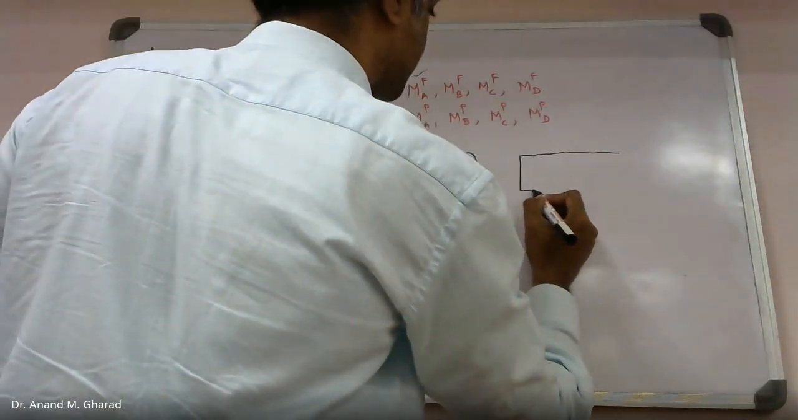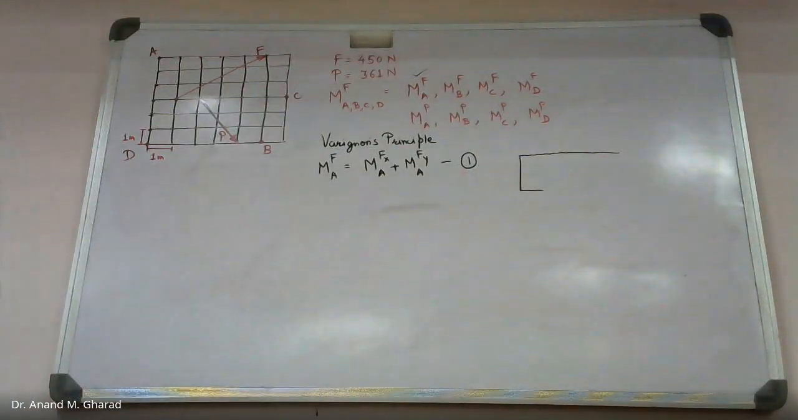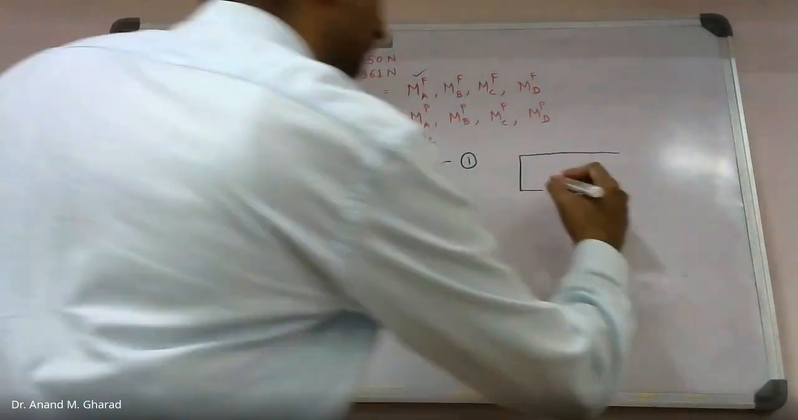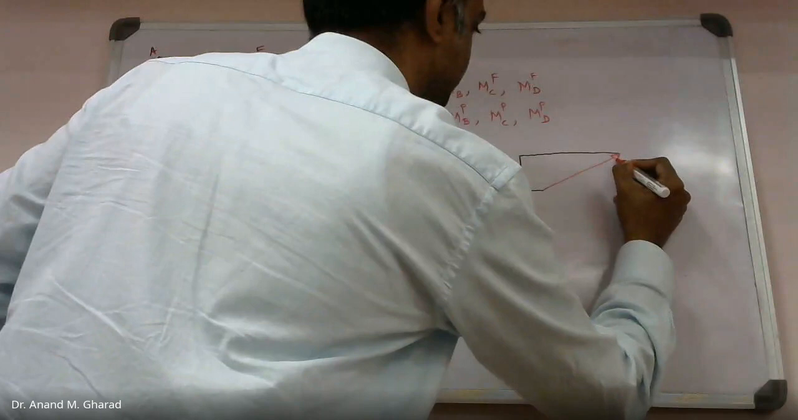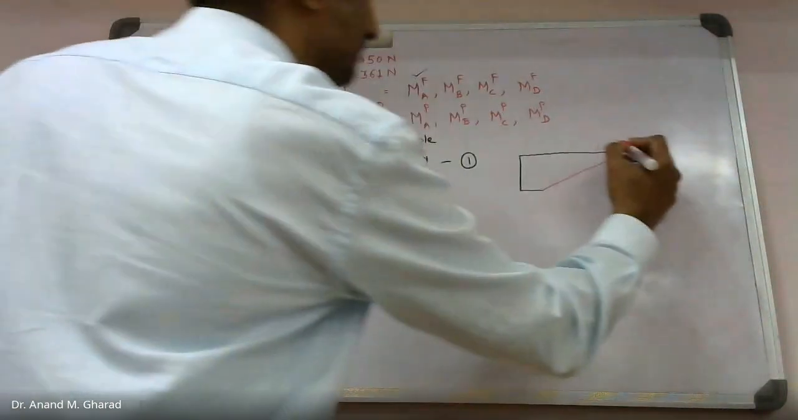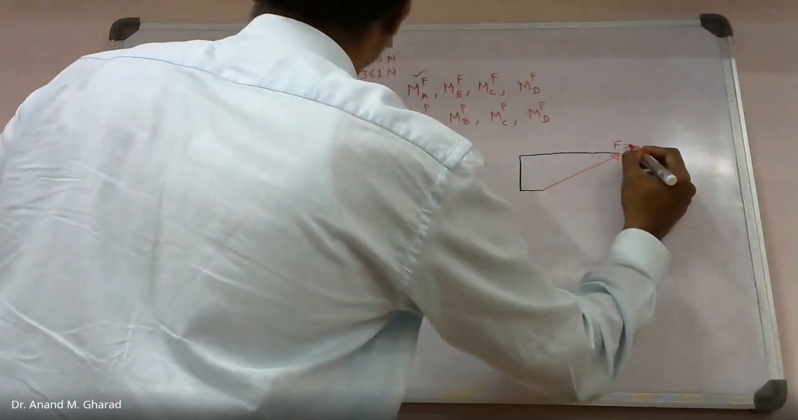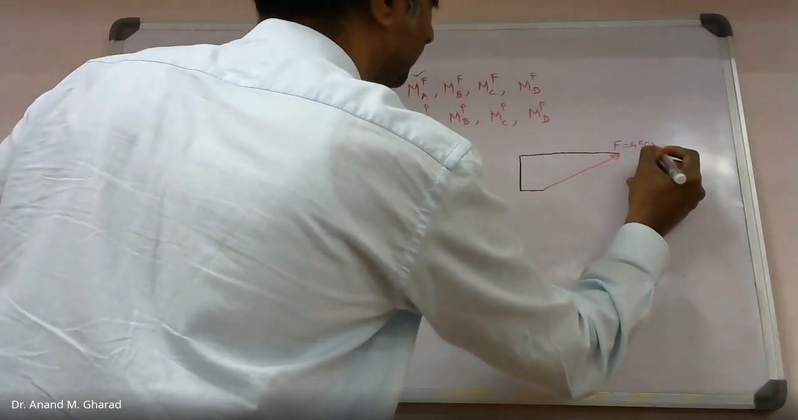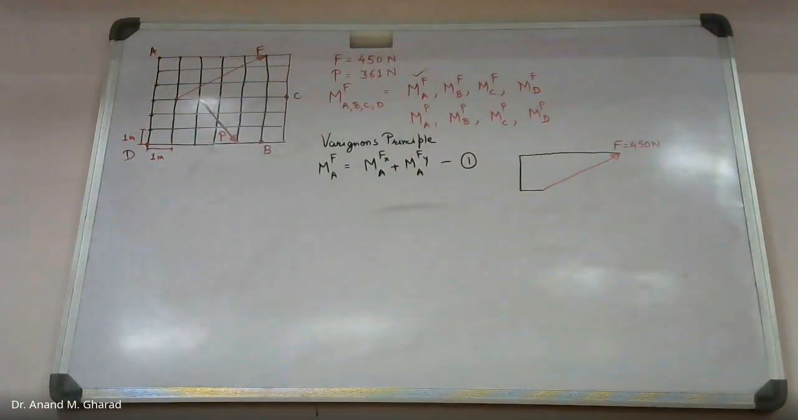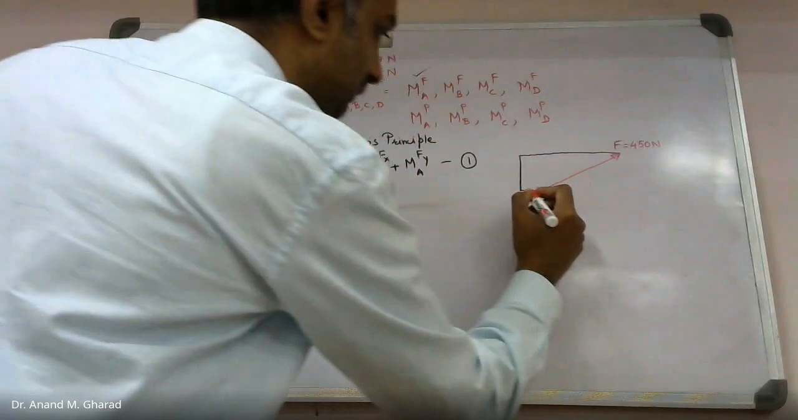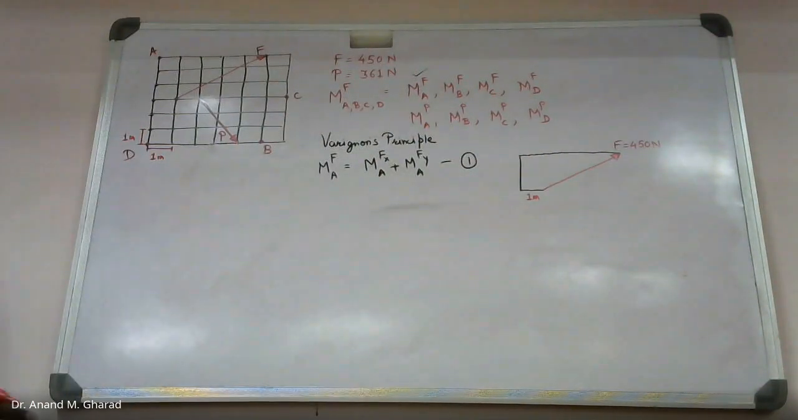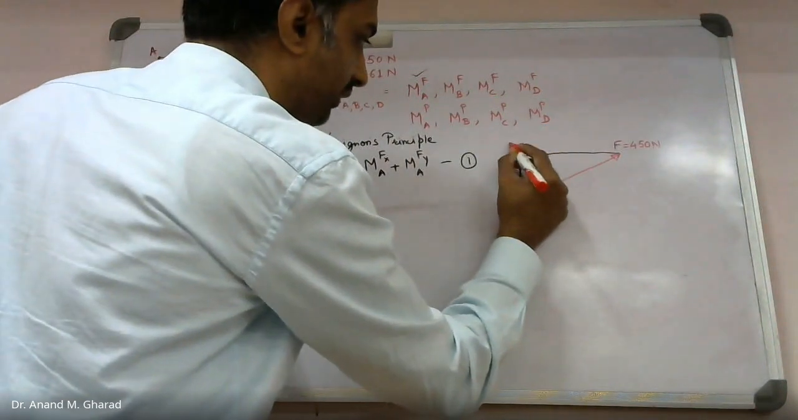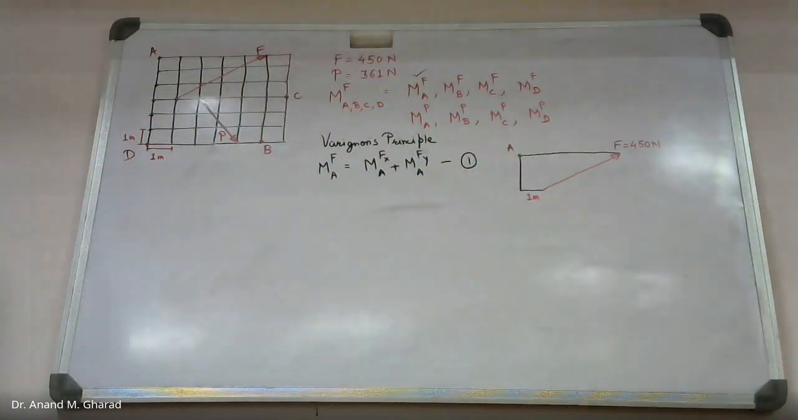So from this figure, it is like this. Okay, this is capital F, whose magnitude is 450 Newton. Am I right? This distance is 1 meter. Do you agree? And this is that point A about which we will be taking the moment. Am I right?